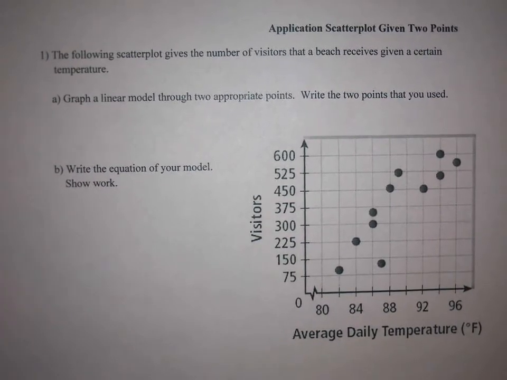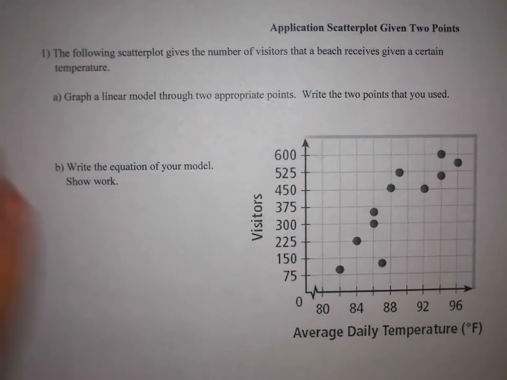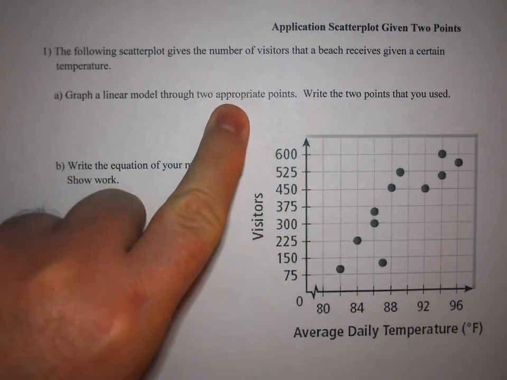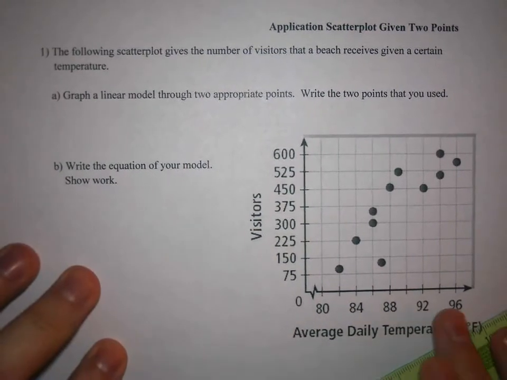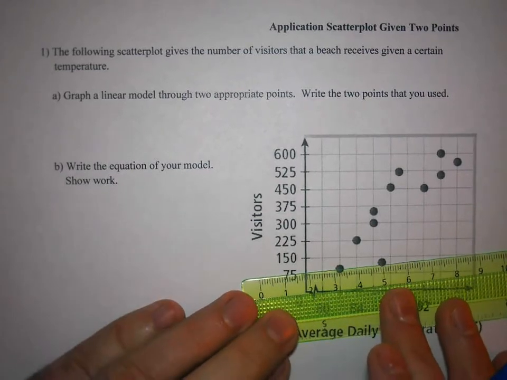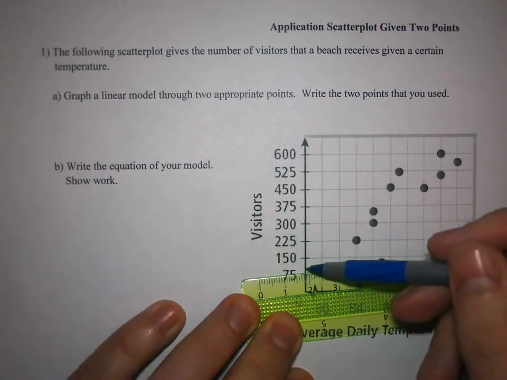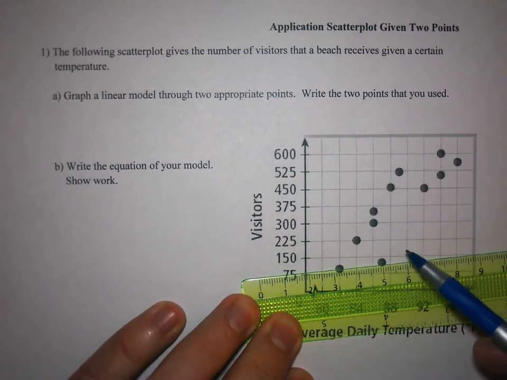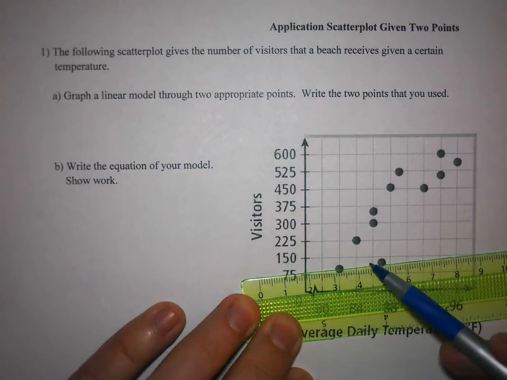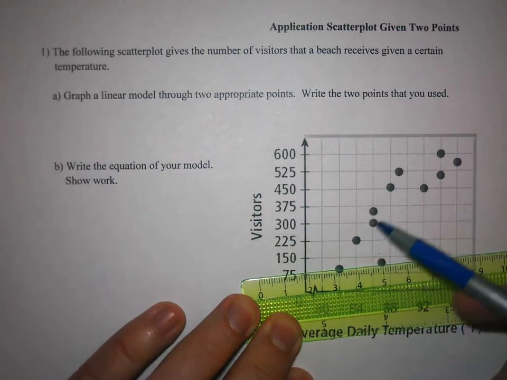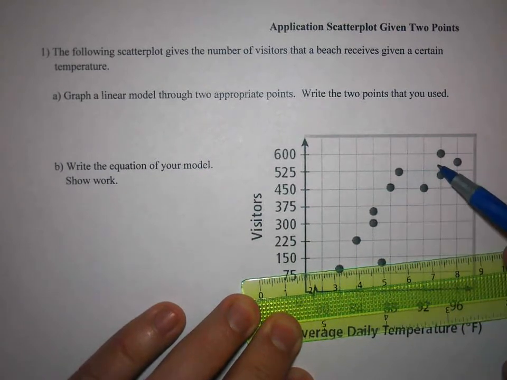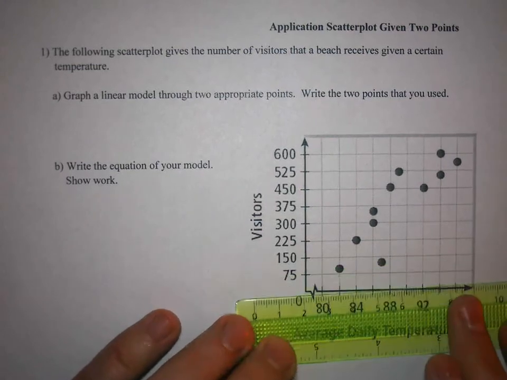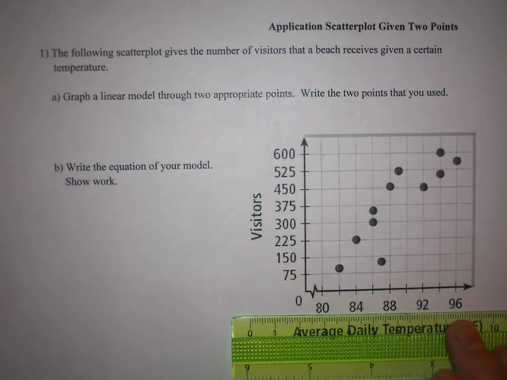So, to graph a linear model through 2 appropriate points, the idea of appropriate just means that if I use the first 2 points, if I drew a line here through those first 2 points, that line is only going through those 2 points, and it's not even close to any of the other points on the scatter plot. So what you want to do is draw a line, a model, that is representative of the trend of what's happening.